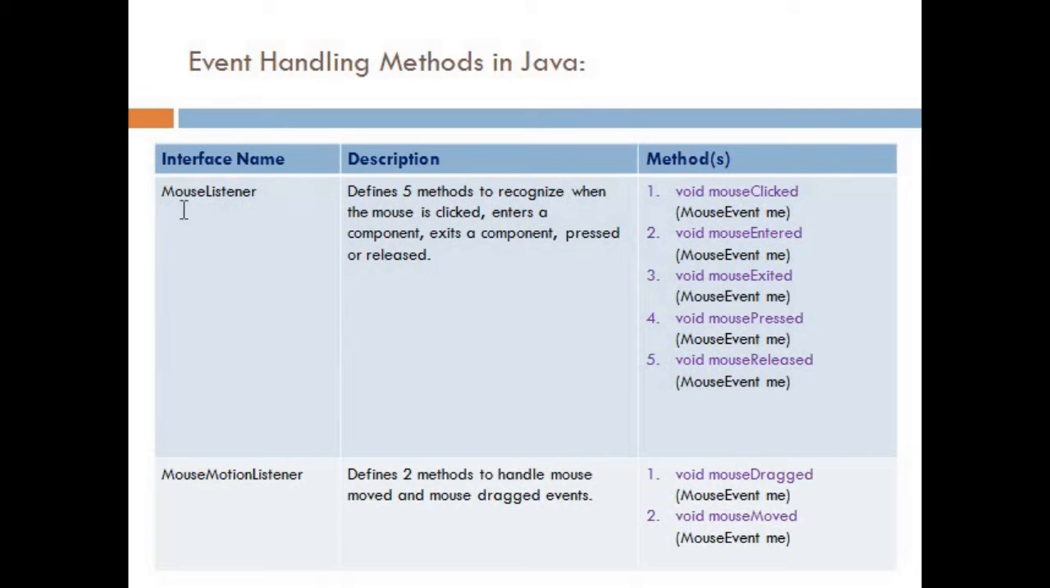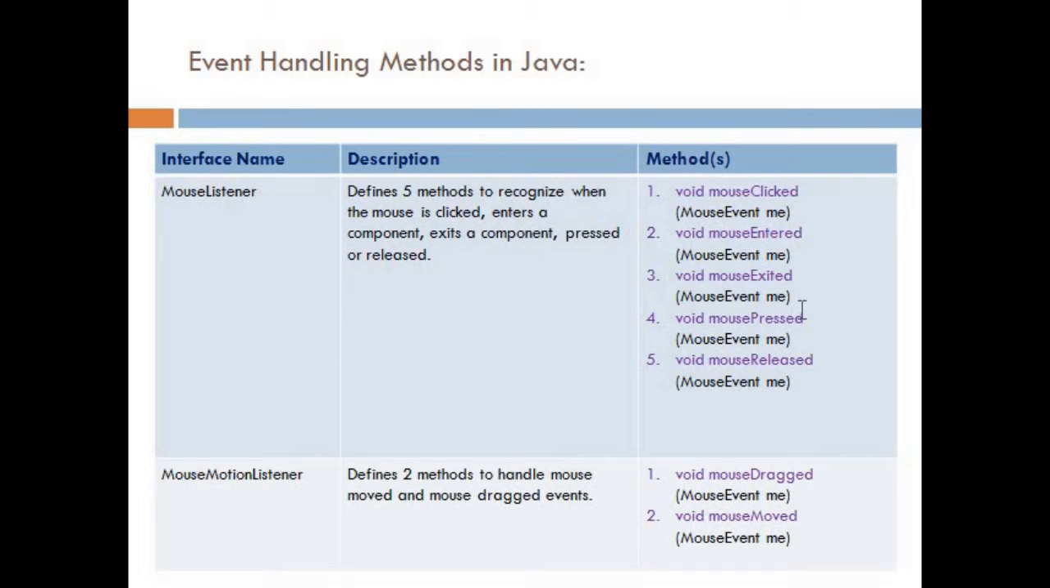Then let's come to the next interface, which is the MouseListener. This interface defines 5 methods to recognize when the mouse is clicked, enters a component, exits a component, or the mouse is pressed or released. And these are the 5 methods. The first method, void mouseClicked, gets activated whenever a particular mouse button is being clicked. So whenever the mouse button click event occurs, this method shall get executed. And the object that it takes is ME. This is the event message object belonging to the class MouseEvent.